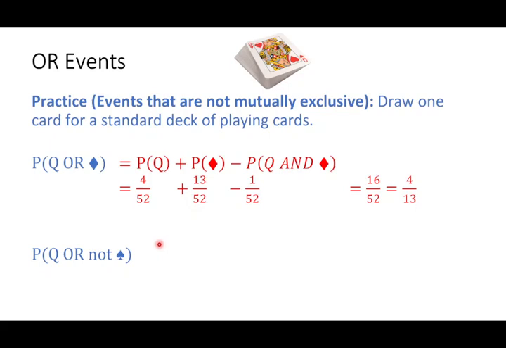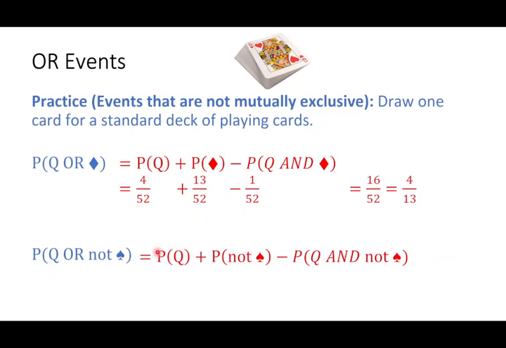Okay, let's talk about solutions. We're just going to expand this with the rule. So or becomes plus, and then we minus the and of the two events. So probability of queen plus the probability of diamond minus the probability of queen and diamonds. So there's the queens, there's the diamonds, there's the queen of diamonds essentially. And once again, the queen of diamonds is in both of these events. So it's being counted here, and it's being counted here, and it's being subtracted once here.